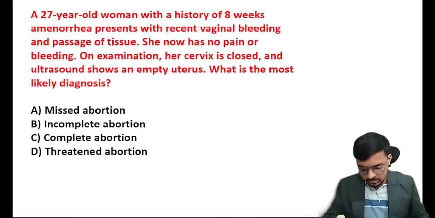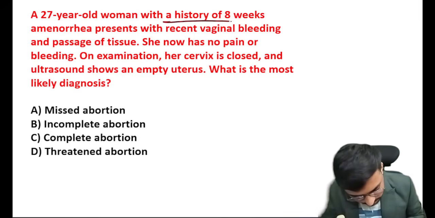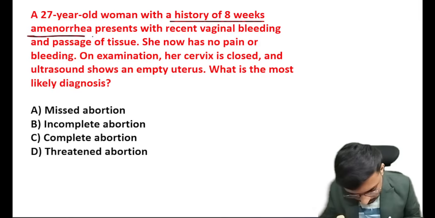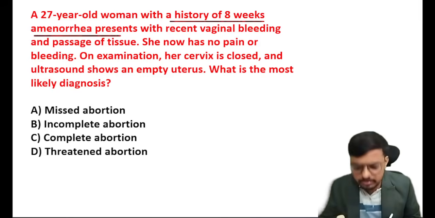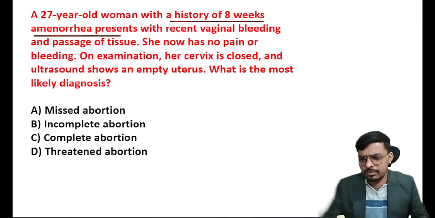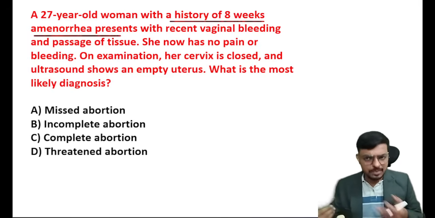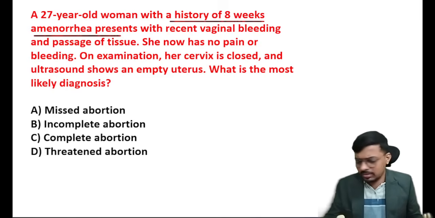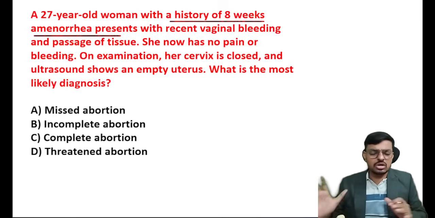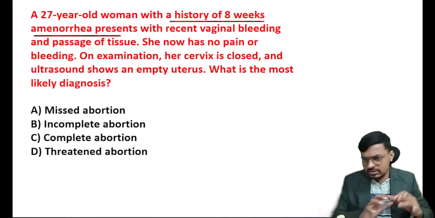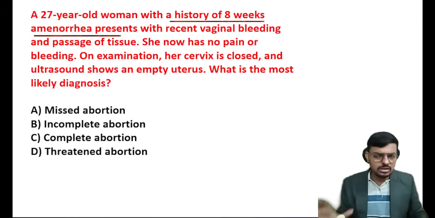A 27-year-old woman with a history of 8 weeks of amenorrhea. Remember, in all types of abortion there will be a history of amenorrhea. Why? Because abortion happens after pregnancy only. If there is no pregnancy, how will the abortion happen? This is simple logic. So every woman will tell a history of amenorrhea. After that, there is sudden vaginal bleeding. That is the main thing we have to keep in our mind.